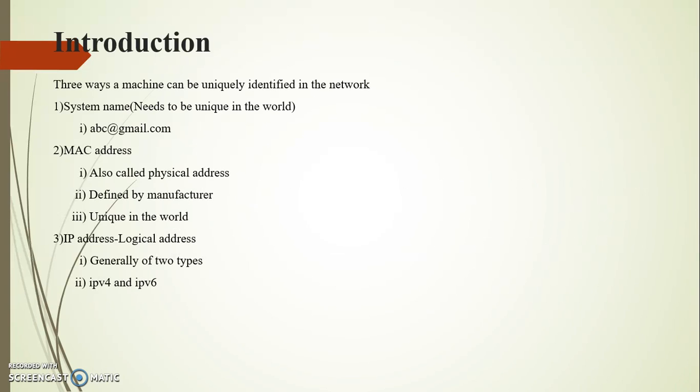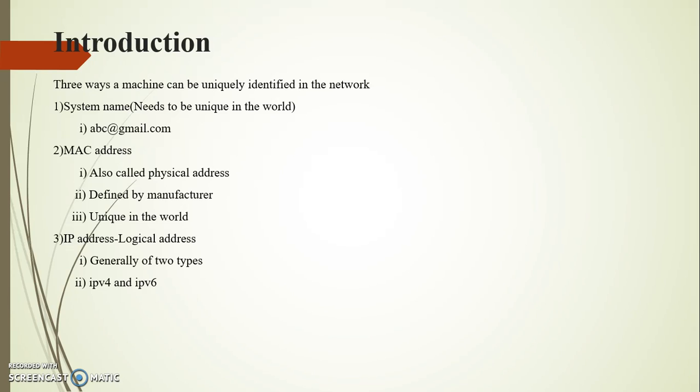Then there are three ways a machine can be uniquely identified in the network. First is the system name, which needs to be unique in the world, for example abc@gmail.com. Second is the MAC address. We know that all our PCs and laptops have a physical address which is defined by the manufacturer and is unique in the world. And then there is the IP address, which is called a logical address, generally of two types, IPv4 and IPv6.